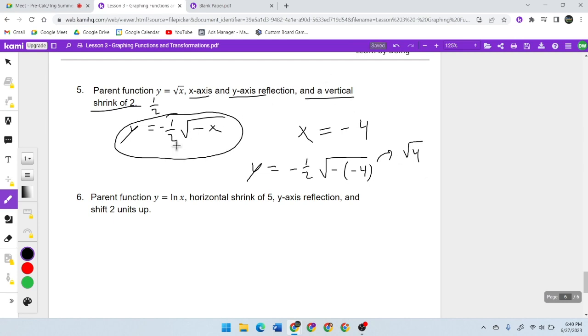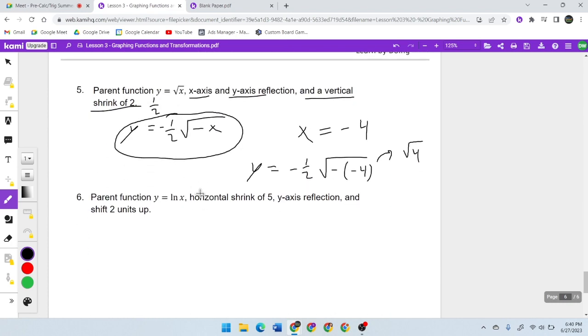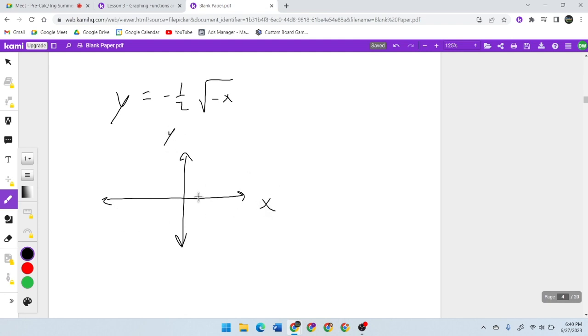And by the way, if you really wanted to, for any of the functions we just did, 1, 2, 3, 4, 5, and 6, you can graph them because you know what the parent function should look like. So for instance, if I want to graph y equals -1/2 root negative x, first, I would take care of the shift. There is none, so I don't have to worry about that. I draw the parent function, which looks like this for the square root function.